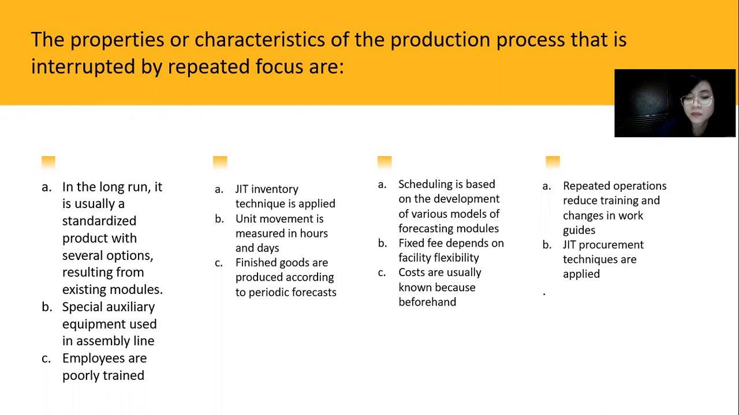Finished goods are produced according to periodic forecasts. Scheduling is based on the development of various models of forecasting modules. Fixed fee depends on facility flexibility. Costs are usually known beforehand. Repeated operation reduces training and change in work guides. JIT procurement technique is applied.